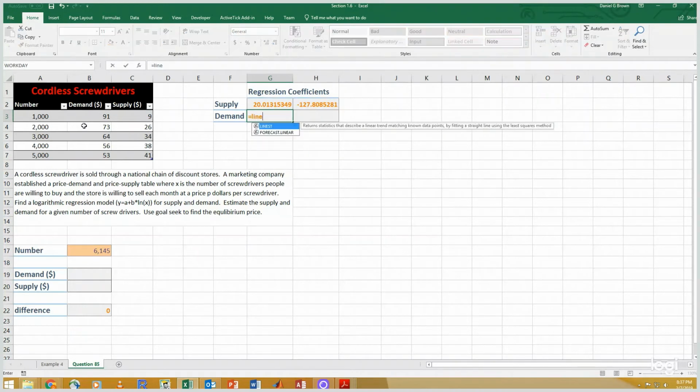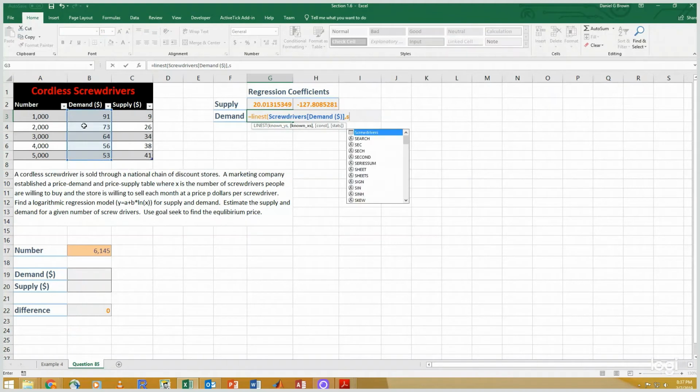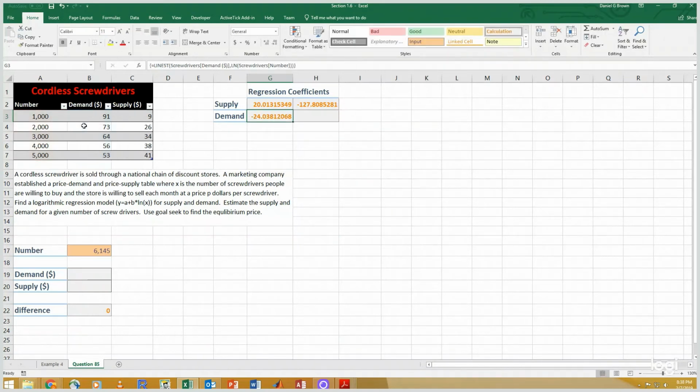I do the same thing for the demand. So we'll do the demand, and we can do a structured reference here. Oops, and we forgot the ln already. So ln of screwdrivers, open bracket, number, close bracket, close parentheses again, Control-Shift-Enter. I forgot to do it as an array formula. On two cells, I can simply edit the cell, F2, and then Control-Shift-Enter again, and I get my array formula.